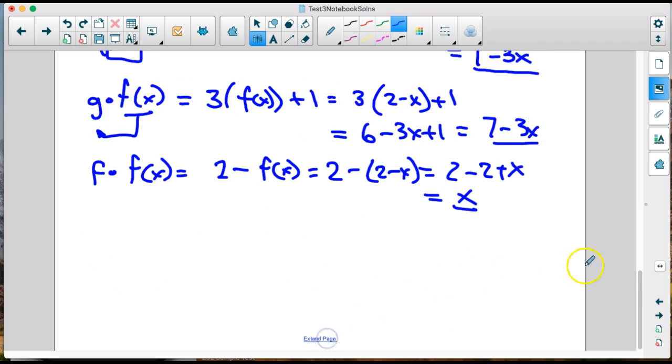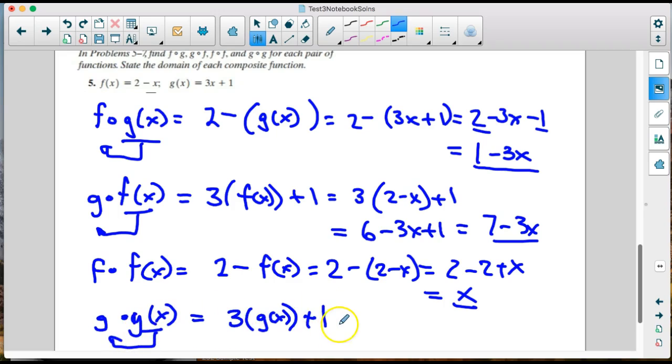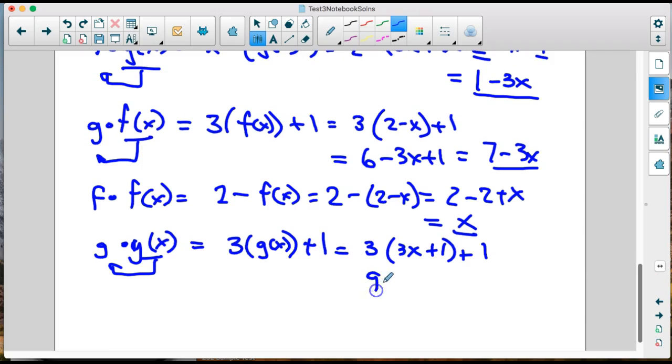And our final one is g of g of x. So we're going to take our g of x, 3x plus 1, and we're going to plug g of x in there. So I took our g value and we plugged in g of x into g. So we're going to take this 3 times 3x plus 1, plus 1. So that's going to be 9x plus 3 plus 1. So our answer there is 9x plus 4.